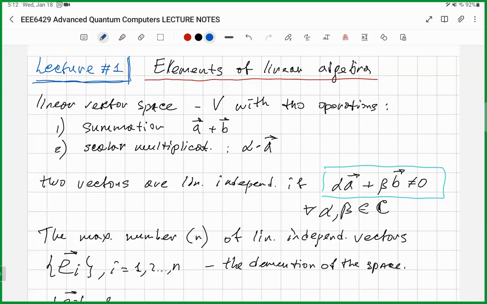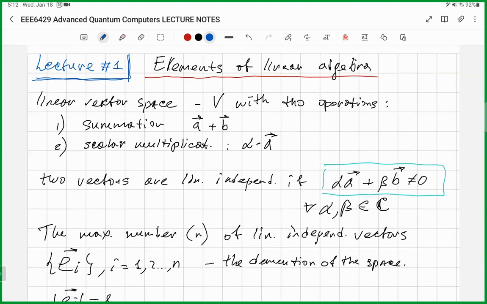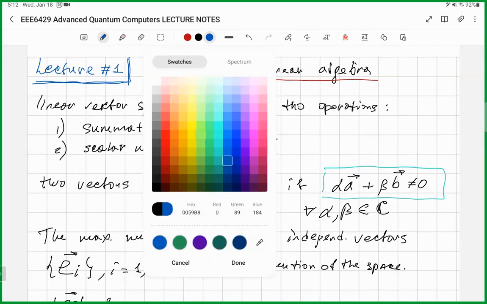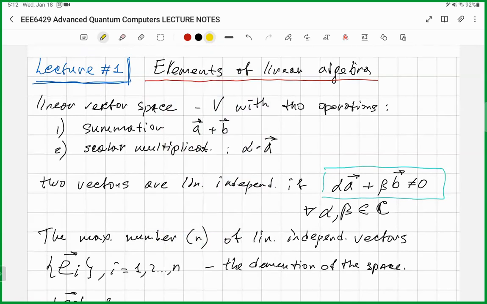All right, so we continue today the elements of linear algebra. Let me briefly recap what we discussed last time. Let me change my color to, let's say, yellow.